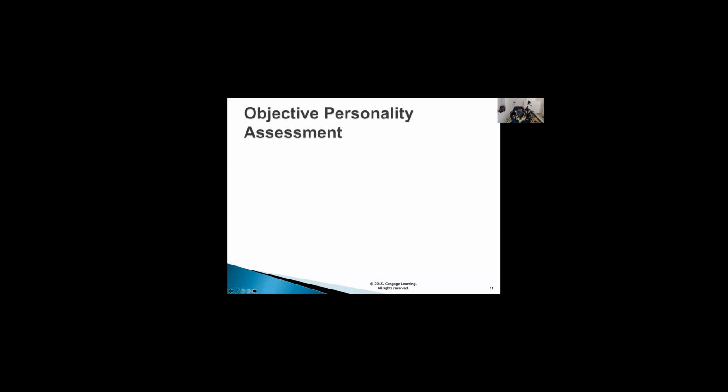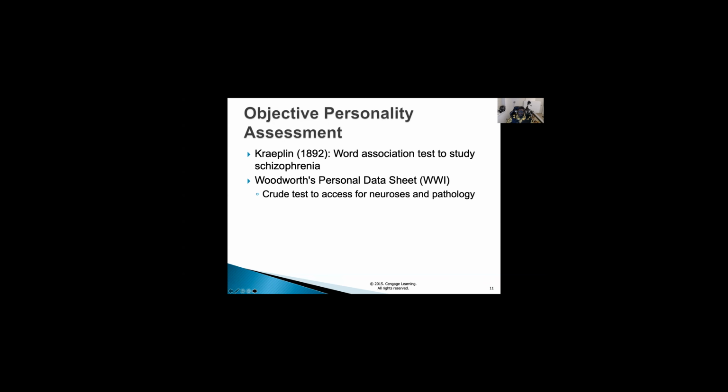Objective personality assessments: the word association test to study schizophrenia. What they would do was the word association to see how you thought and the process you thought in. But some of these tests don't have a good level of reliability, and the validity of some of these older tests is even questioned. The Woodworth Personal Data Sheet was a crude test to assess for neurosis and pathology, and it was a forerunner to the MMPI.